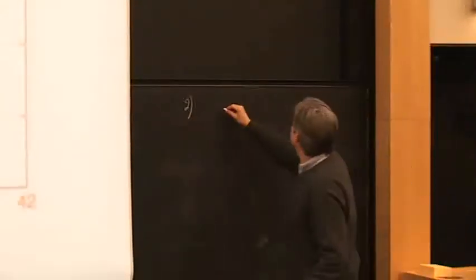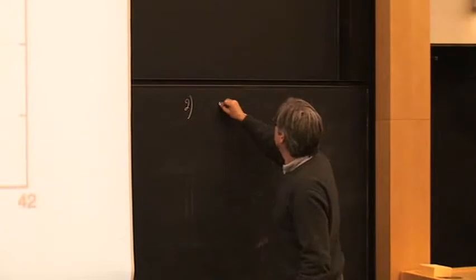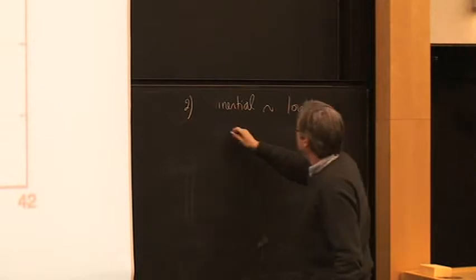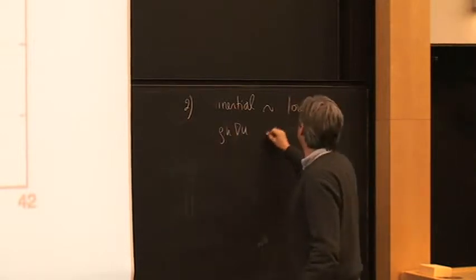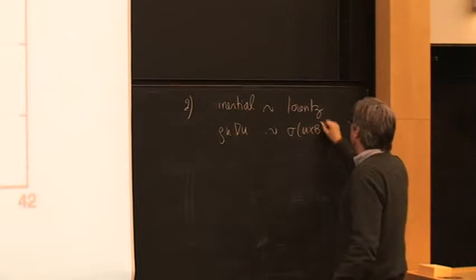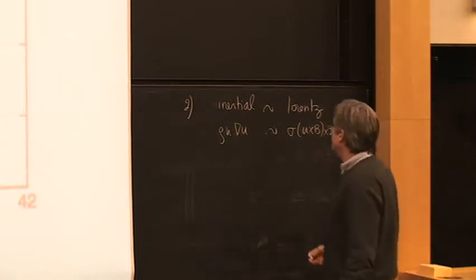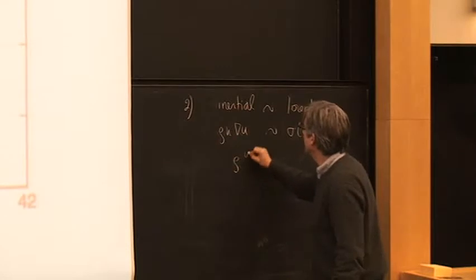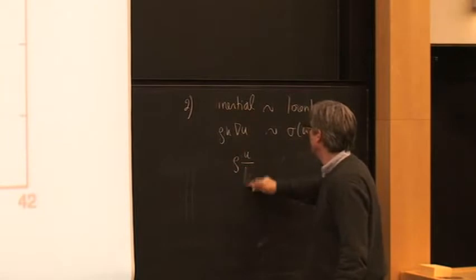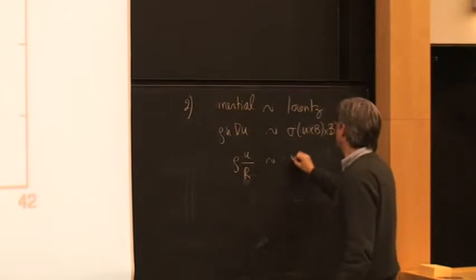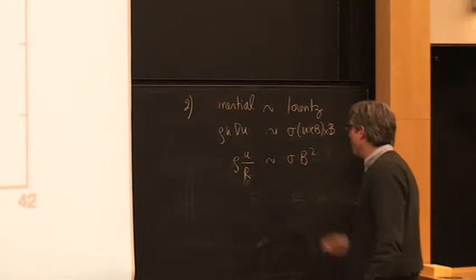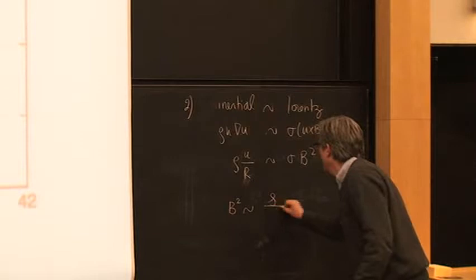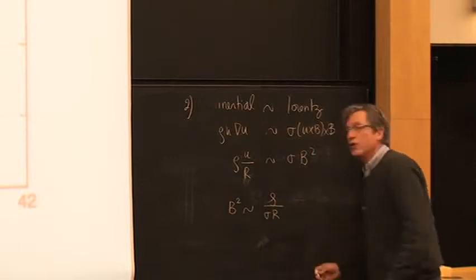The opposite limit: you can say that the Lorentz force is going to be balanced by inertial forces, in which case it is rho u grad u that will come in balance to this. And once you've done that, there's a u that drops, so you'll have rho u over L, well, this we do R again, to be of the order of sigma b squared. So you find that b squared has to go like rho over sigma r u.